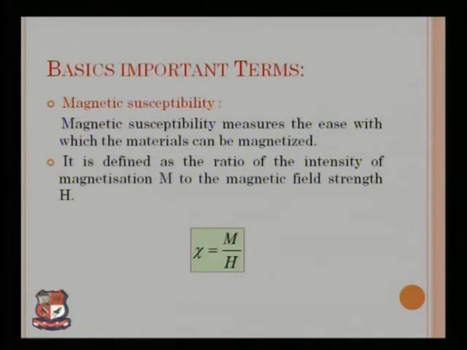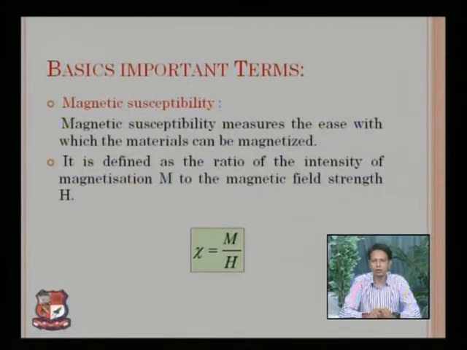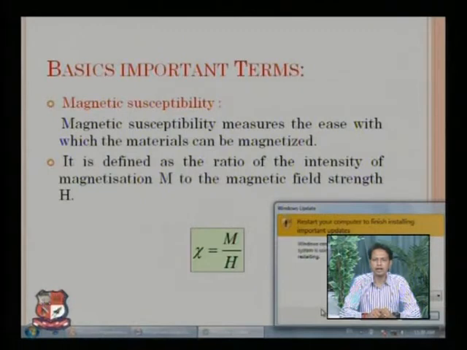So these were the equations and definitions relative to permeability. We described absolute permeability, relative permeability and permeability in free space. In the same manner, we can describe magnetic susceptibility. Magnetic susceptibility describes the ease with which a magnet or a magnetic material can be magnetized.